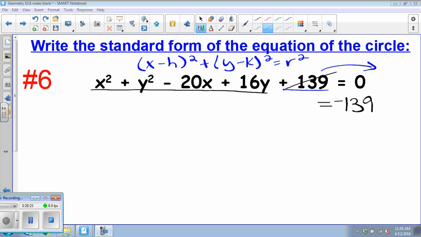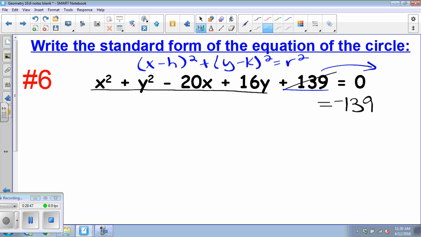So, first thing you need to do, you need to get your constant to the other side, because that's your radius squared. Now, you have to rearrange it to where you have your x's together and then your y's together. You want to leave a blank after your x's and a blank after your y's because you're going to be adding something to both of those. And then you want to make sure that you add those two things to the other side too.